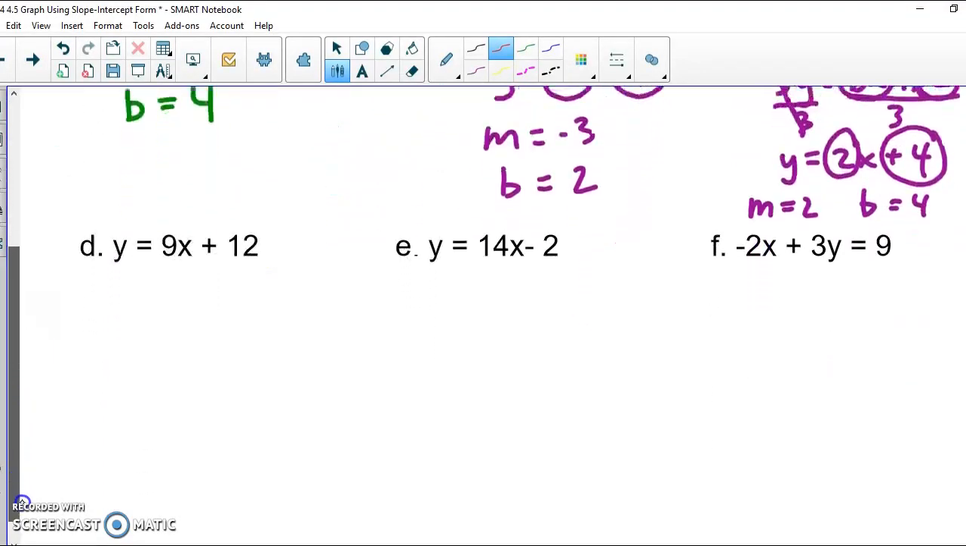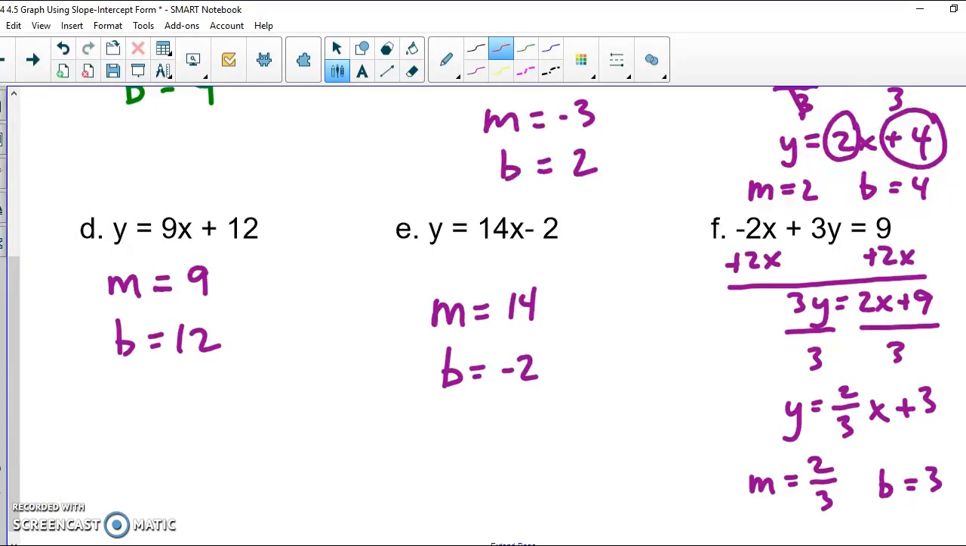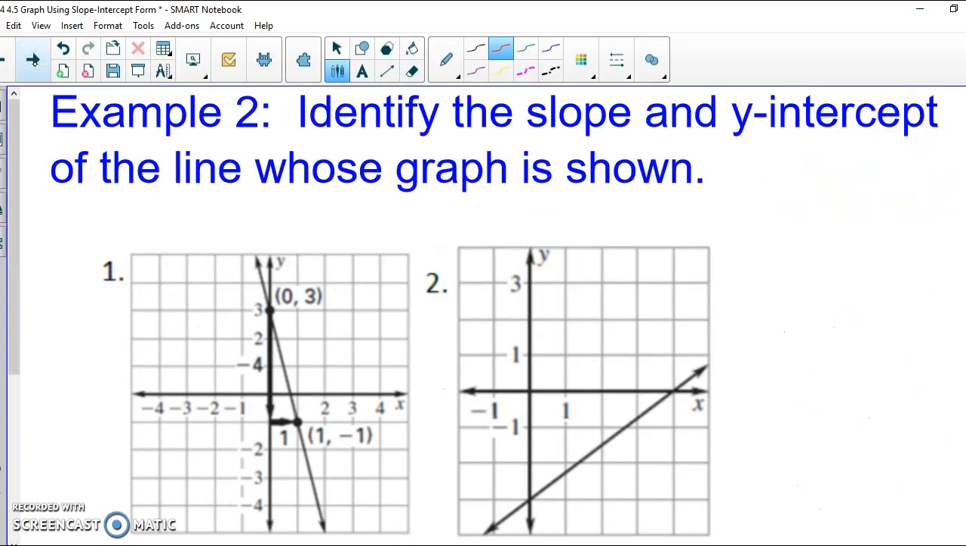So go ahead and take a second to try letters D, E, and F on your own, and pause the video while you work so you can check your answers. Okay, double check. Make sure that you got a slope of 9 and a y-intercept of 12 on letter D. Slope is 14 on E, and your y-intercept is a -2. Remember to watch the sign there. And on letter F, slope is 2/3 and y-intercept is +3.